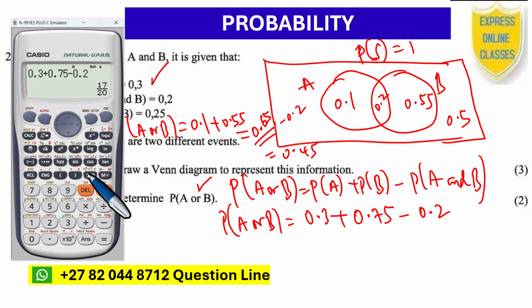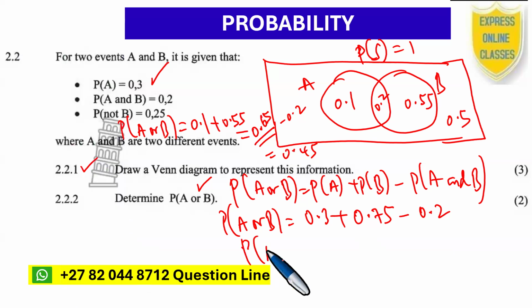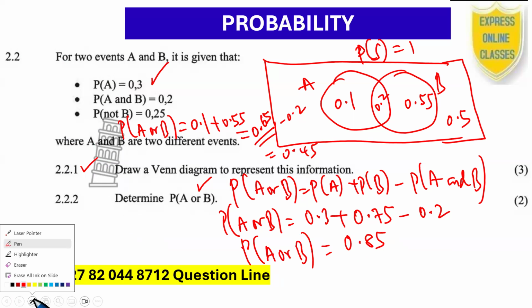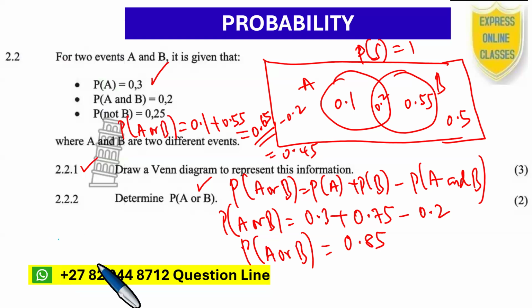Right, so this is the answer. So the answer is 0.85. So it means therefore the probability of A or B is this one, which is 0.85. Okay, you made a small mistake in your calculation. What mistake did you make?